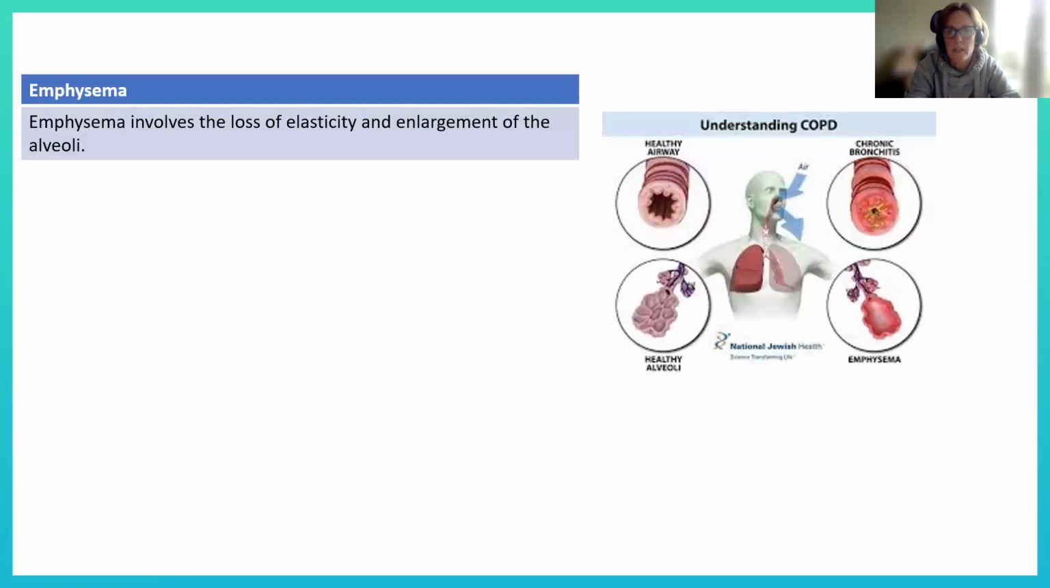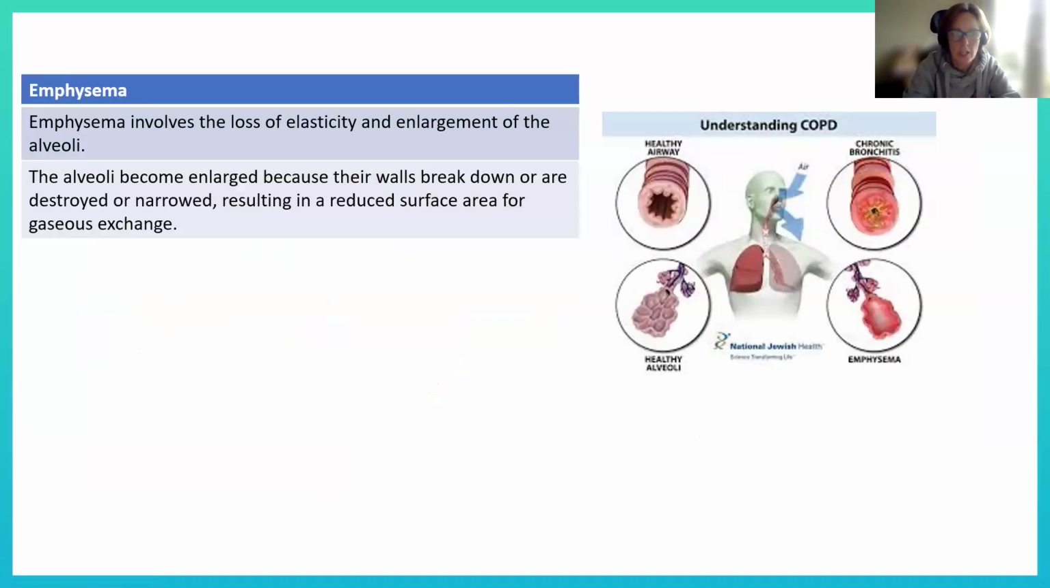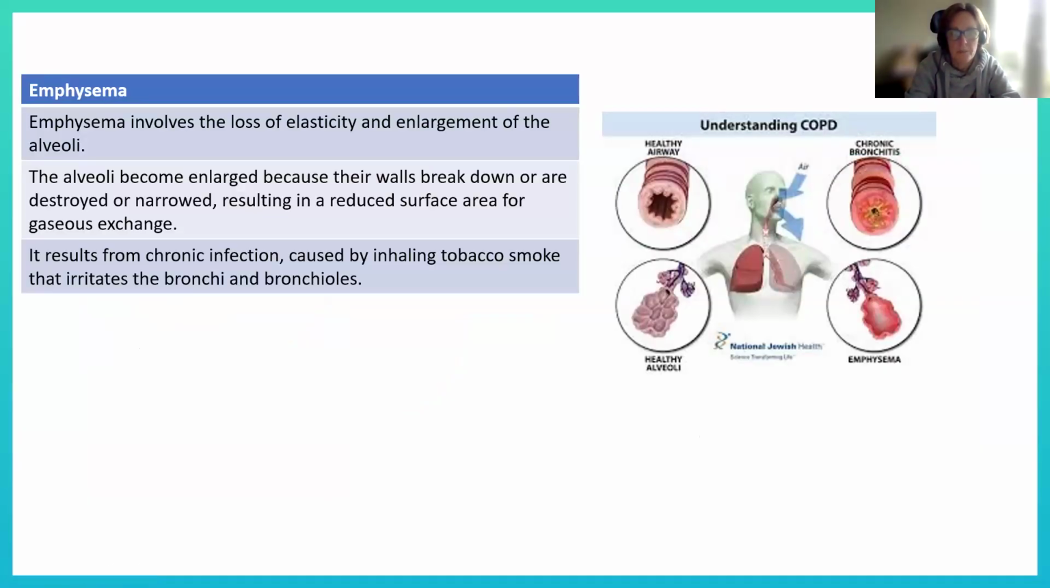Emphysema, one thing it does is it joins, we said, these alveoli together. Look, you can see the healthy alveoli there, loads of little small alveoli, a massive one here where they've all joined together. So you're decreasing the surface area available for gas exchange, which obviously isn't good.